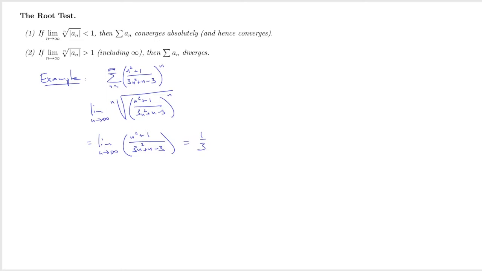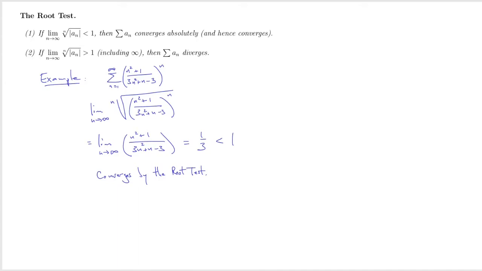And I'll let you decide how you want to compute that limit. You can either use algebra and the limit laws, or you can use L'Hopital's rule. One way or another, you find out that that limit is equal to 1/3. And since 1/3 is less than 1, the series that we're testing converges by the root test. And most of these root test problems are really that easy.